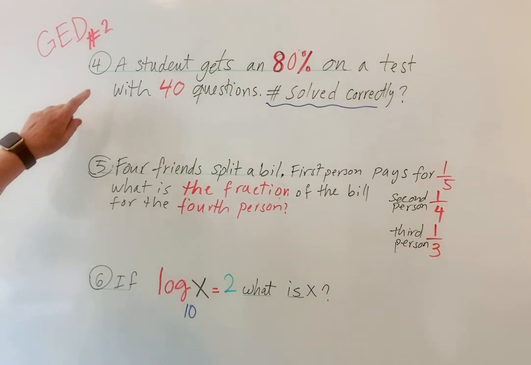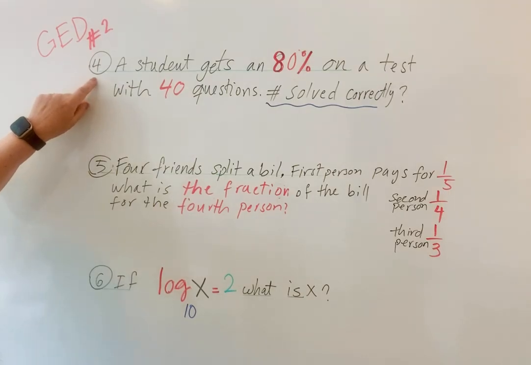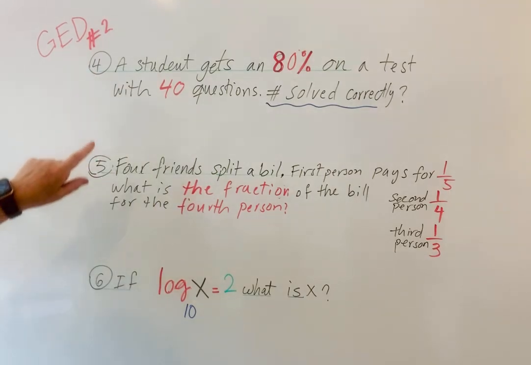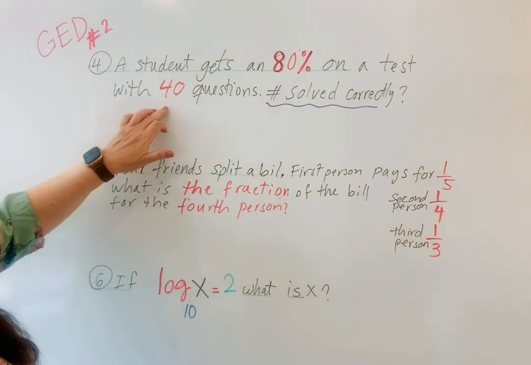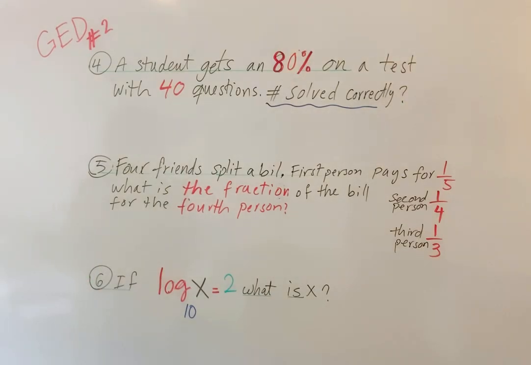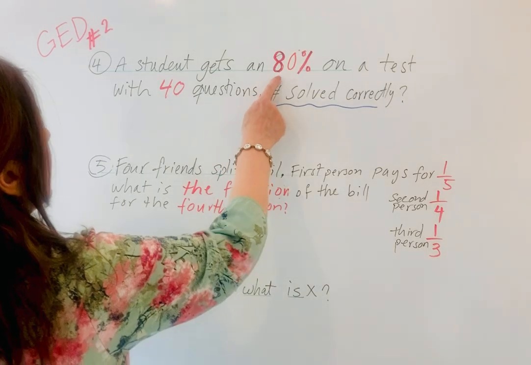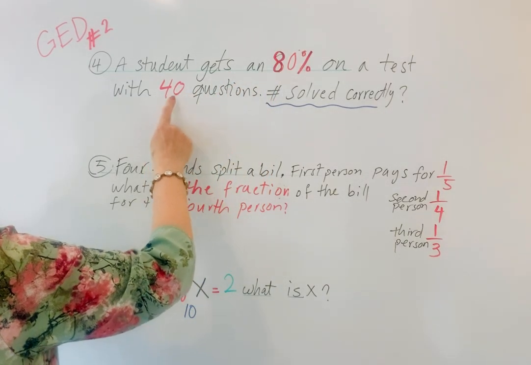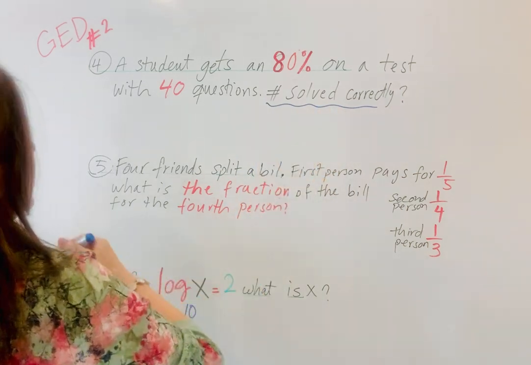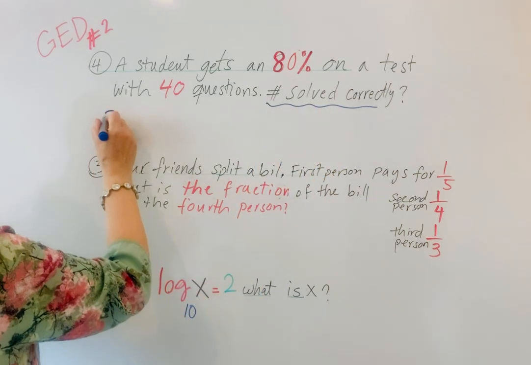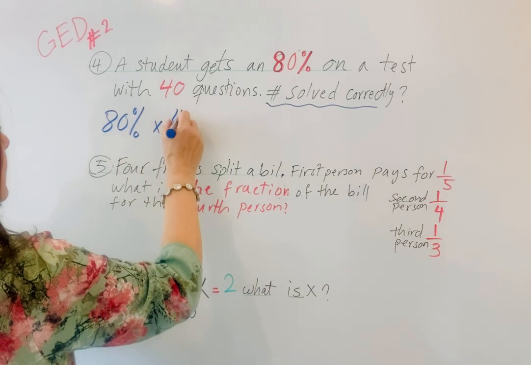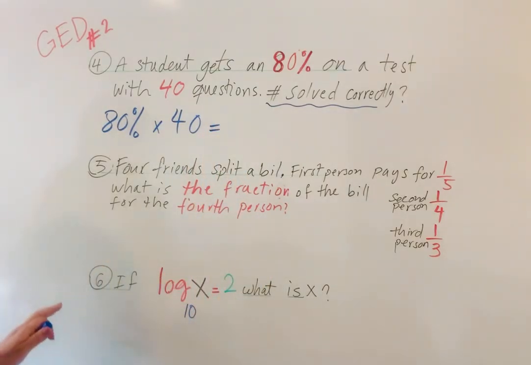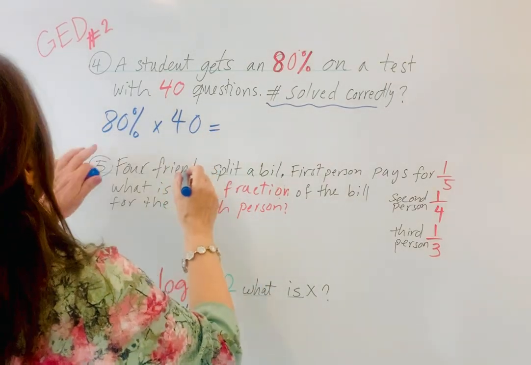The first question is number 4, because we had three questions before. A student gets an 80% on a test with 40 questions. We want to know how many correct answers she or he had. 80% of a test means that 80% of 40 questions were correct. Okay, how can we do this?